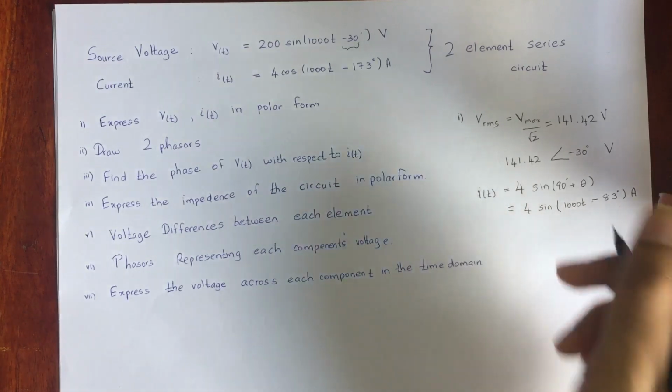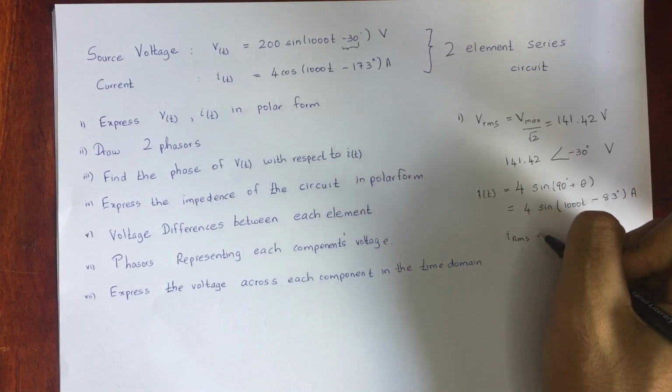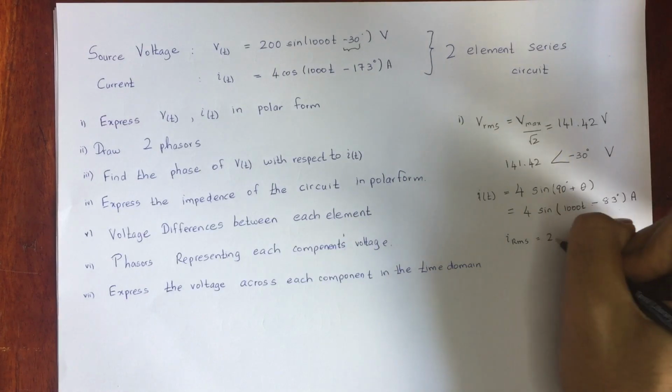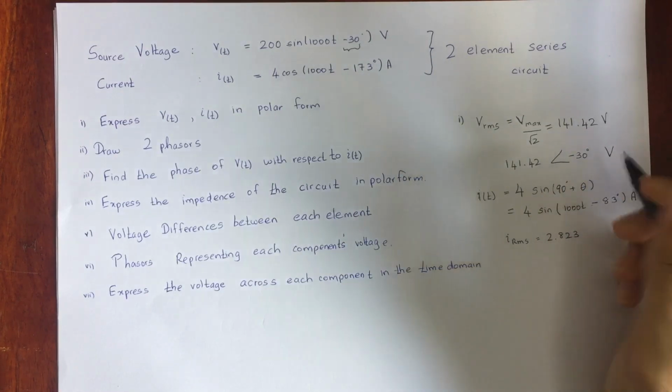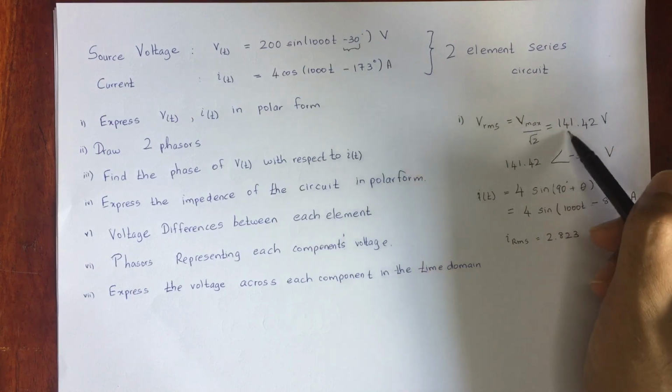It's not enough, we are going to find the IRMS value. We are going to use I max over root 2. If you use that one, we are going to get 2.823. You're going to use this part and you're going to use this equation and solve this one.